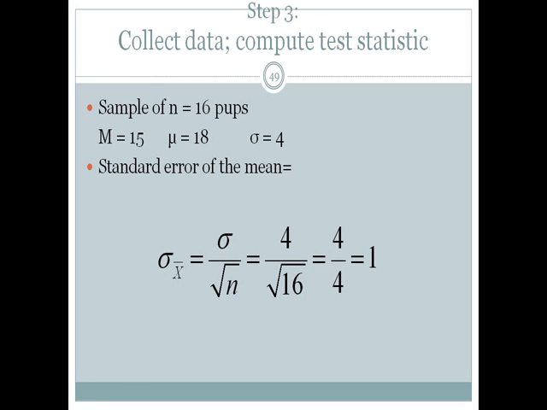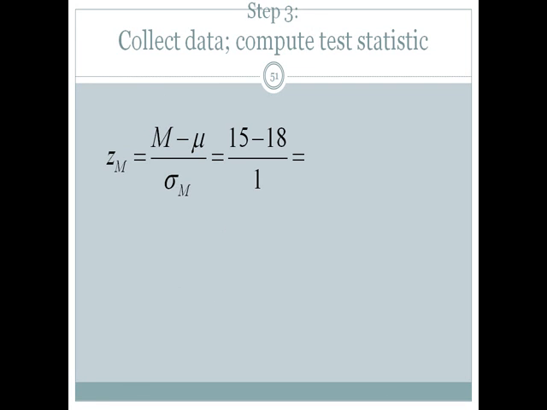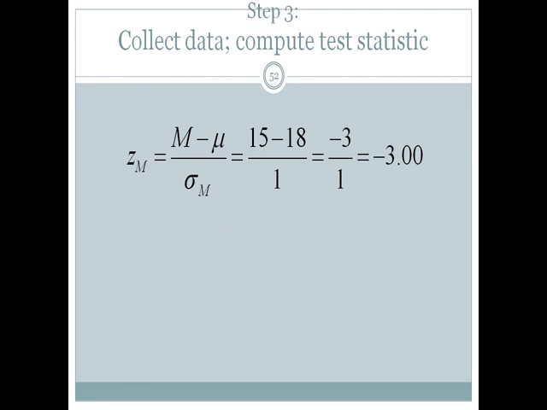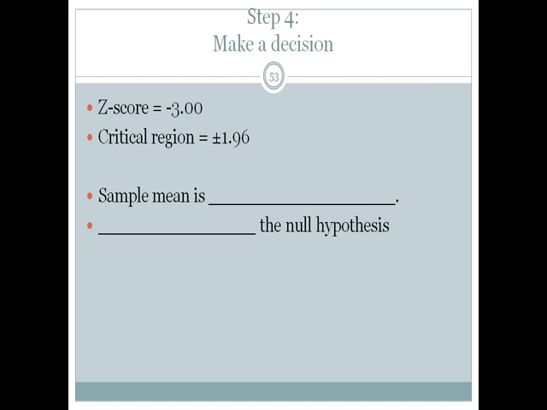And then plugging these values into the one sample z-test, we get a z-value of -3. This is our test statistic for this case. Okay, so if we have a z-value of -3, our critical region was plus or minus 1.96. What does this mean? Is the sample mean in the critical region or not in the critical region?